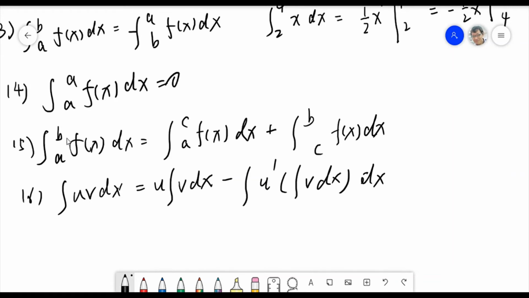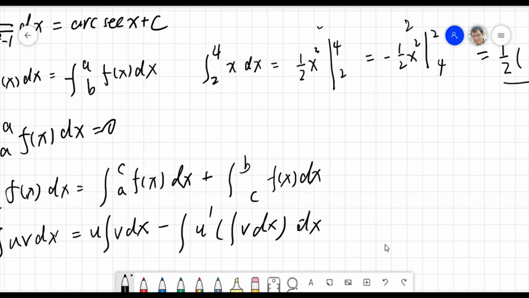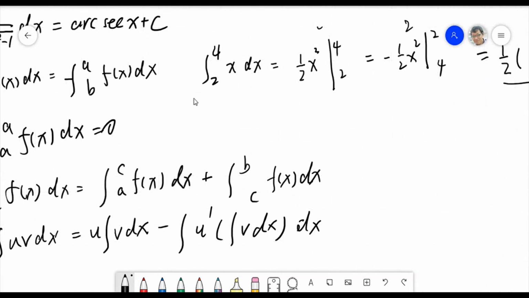As when it's BA, right? When it's BA, you can separate this integration into parts and find the number in between, C. So you can calculate the integration from C to A, plus the upper part, from B to C, right? If you want to prove it, it's also easy.